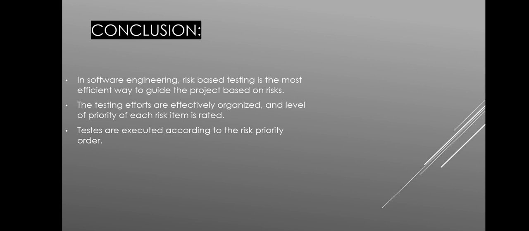The conclusion of RBT is, in software engineering, RBT is the most efficient way to guide the project based on risk. The testing efforts are effectively organized and level of priority of each risk item is rated. Tests are executed according to the risk priority order, etc.